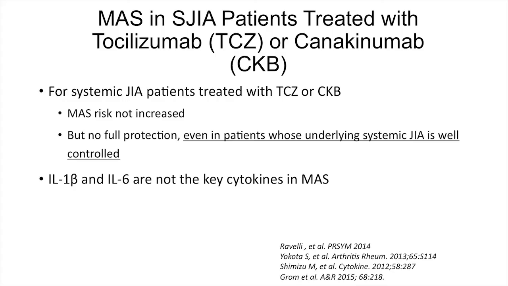If you look at the results of the phase 3 clinical trials of tocilizumab and canakinumab in systemic juvenile idiopathic arthritis, overall, for patients treated with tocilizumab and canakinumab, the MAS risk was certainly not increased, but there was no full protection even in patients whose underlying systemic JIA was very well controlled, suggesting that perhaps IL-1 beta and IL-6 are not the key players in the pathophysiology of macrophage activation syndrome.